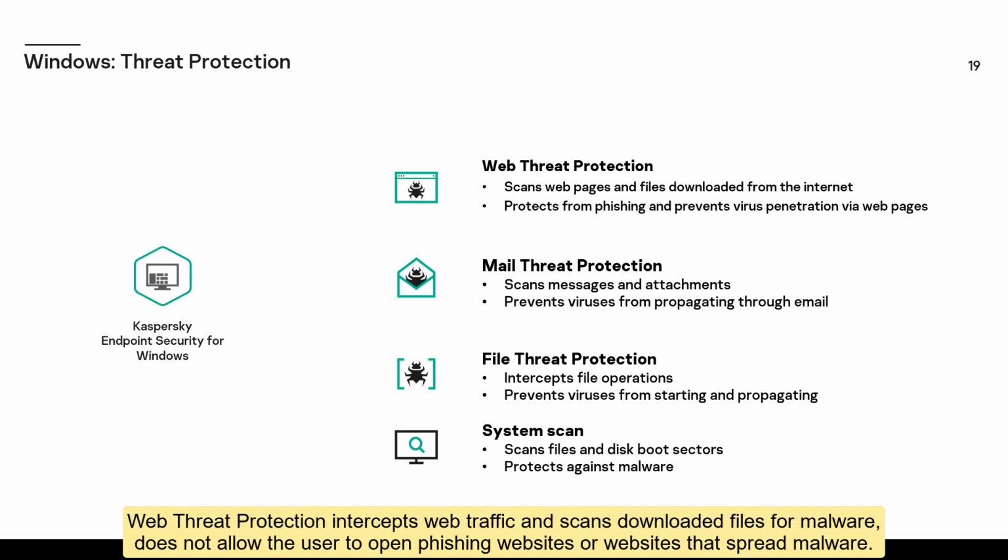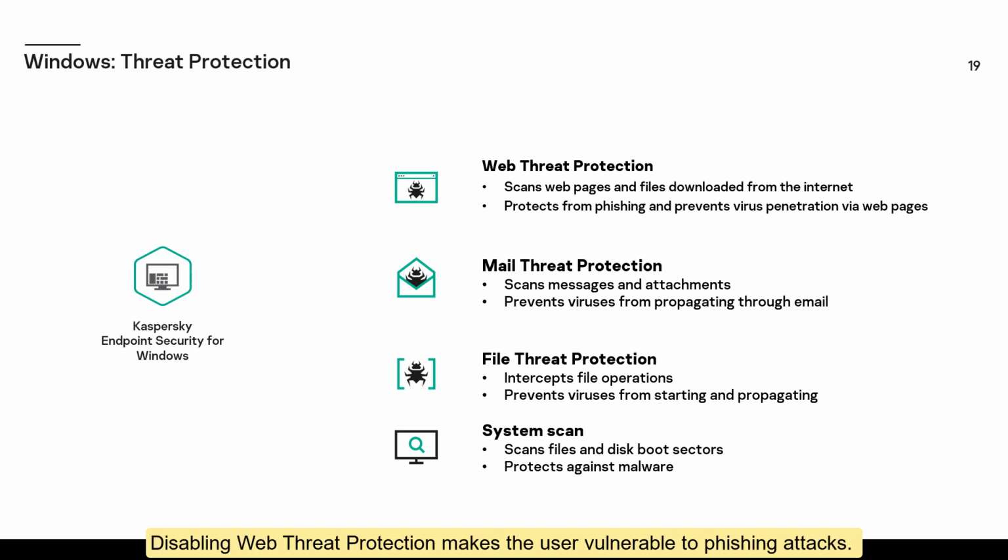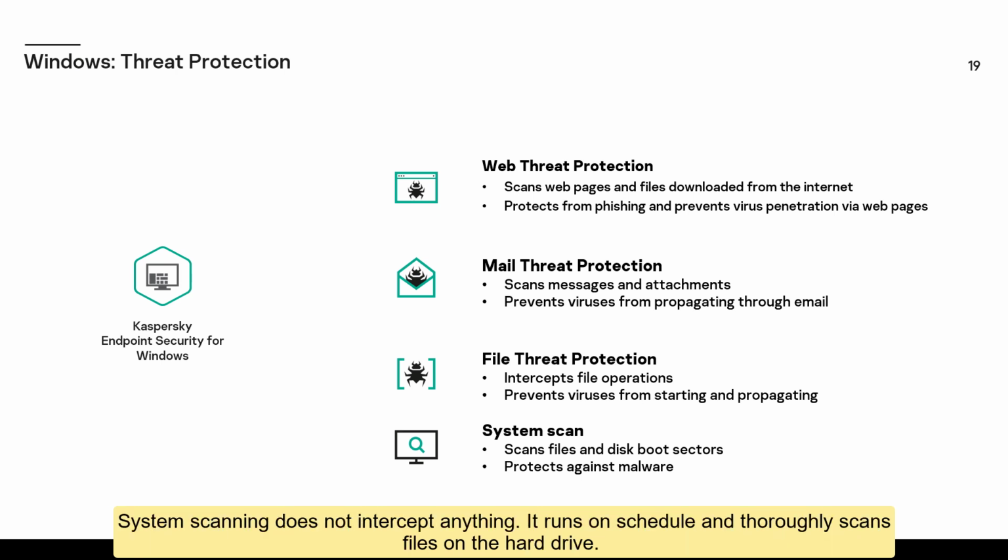Web threat protection intercepts web traffic and scans downloaded files for malware. Does not allow the user to open phishing websites or websites that spread malware. Disabling web threat protection makes the user vulnerable to phishing attacks. System scanning does not intercept anything. It runs on schedule and thoroughly scans files on the hard drive.